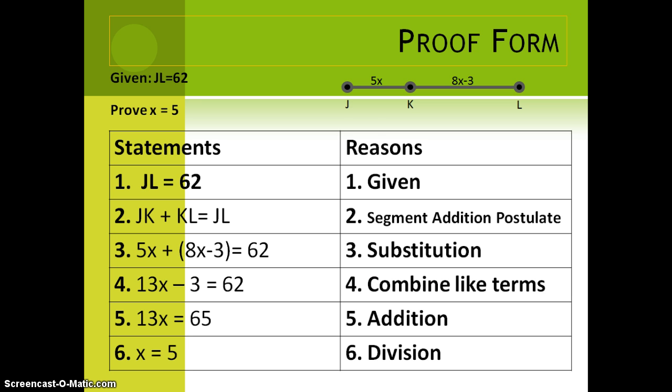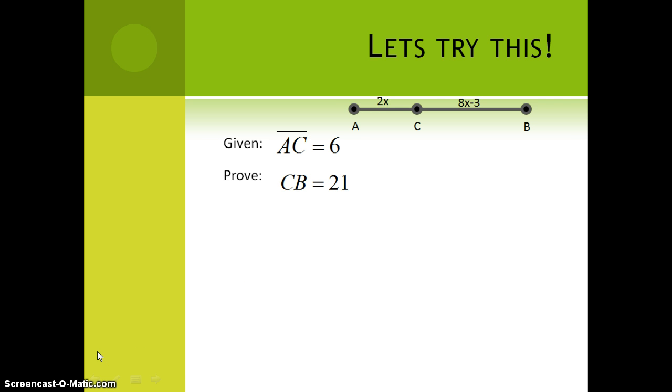So if I was going to write this as a proof, we would have a given statement that JL is 62. We would have our picture, and then we would be proving that x is equal to 5. So, where I just had you justify each step, that's going to be your reasons, and over here under statements is your steps. So let's try to write a proof. Here's our picture. We're given that AC is equal to 6, and we want to prove that CB is equal to 21.